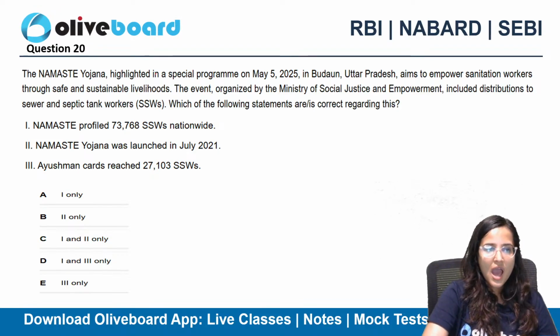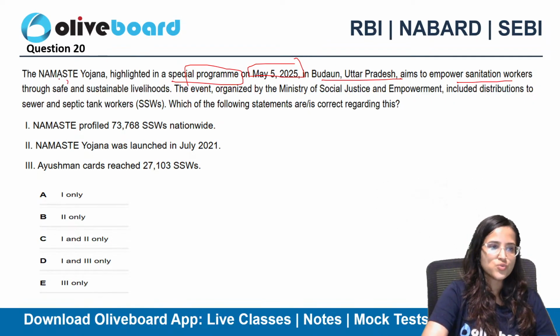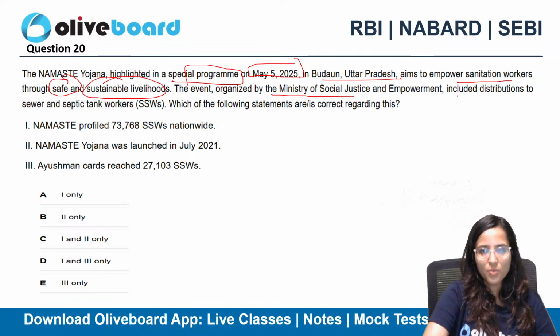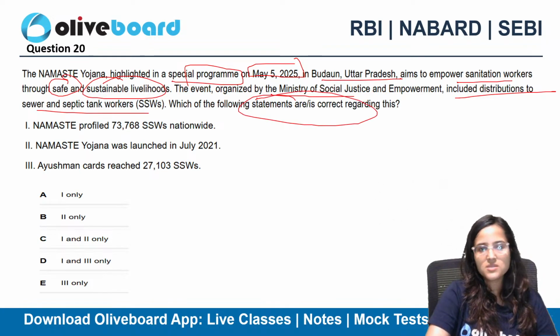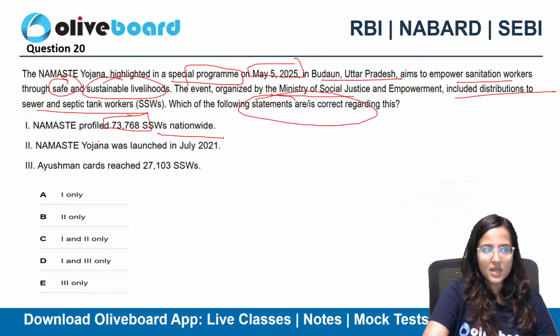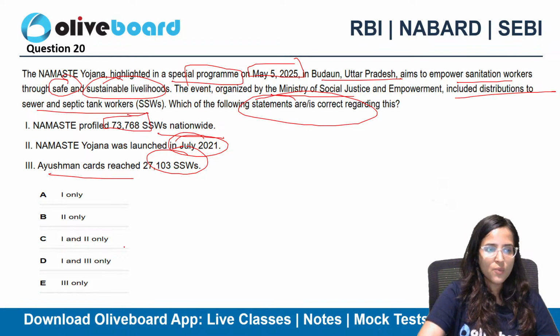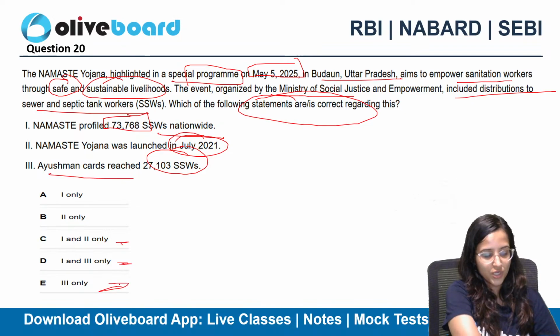The Namaste Yojana, highlighted in a special program on May 5, 2025 in Budaun, Uttar Pradesh, aims to empower sanitation workers through safe and sustainable livelihoods. The event, organized by the Ministry of Social Justice and Empowerment, included distributions to sewer and septic tank workers. Which of the following statements are or is correct regarding this? One, Namaste profiled 73,768 SSWs nationwide. Two, Namaste Yojana was launched in July 21. Three, Ayushman cards reached 27,103 SSWs. One only, two only, one and two only, one and three only, or three only. What is the answer?